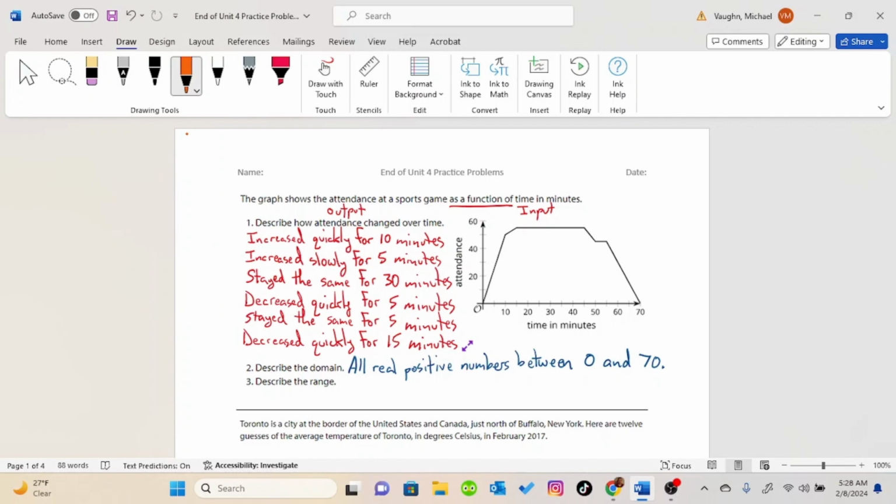Number 3, describe the range. The range refers to all possible values of your output numbers. And if we look, our y value starts and ends at 0, and at the highest point on the graph, it appears to be about 55. And since we have a solid line, it is also including every number in between.